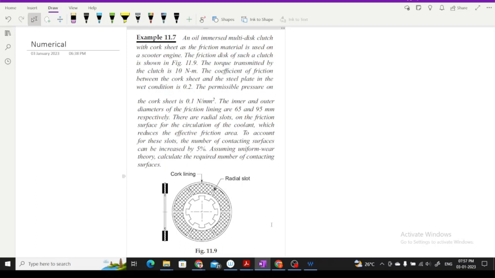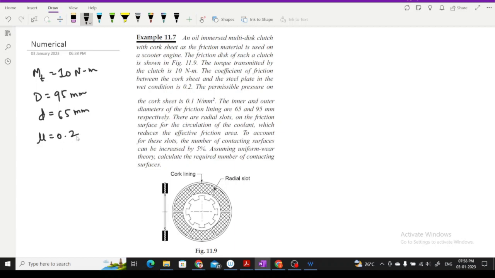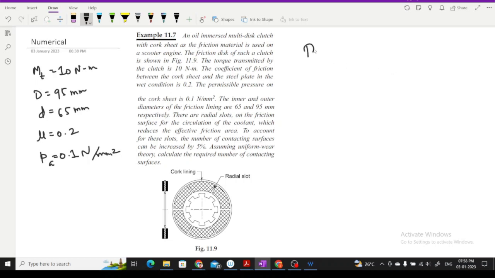Right. So now, here also, you can first note down the given data. What is given is: MT is 10 Newton meter, capital D as 95 mm, small d as 65 mm, mu is 0.2, P A as 0.1 Newton per mm². Okay, so once you have this given data, then you can calculate the operating force. In case of uniform wear theory, the operating force is mu P A d by 2 into D minus d. So from all this given data, what will be this force? Can anyone tell?